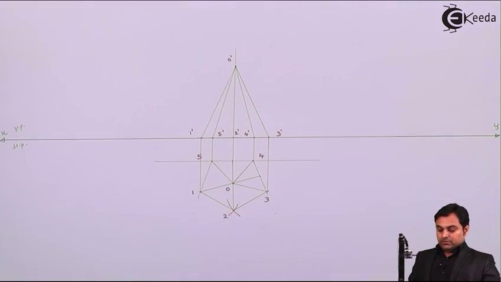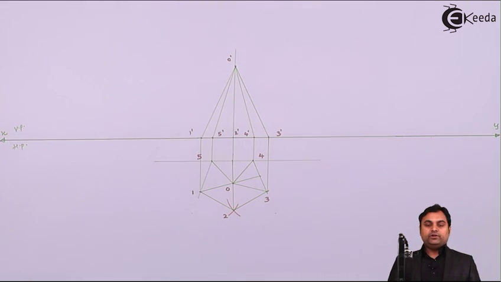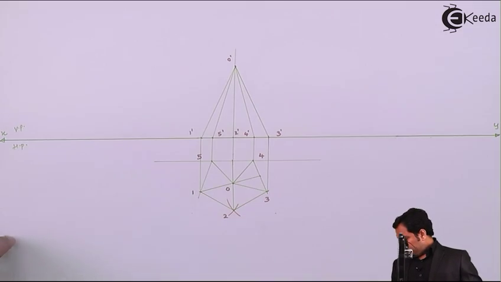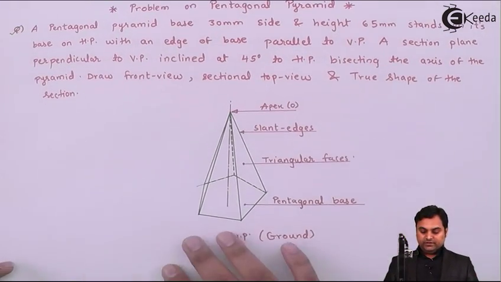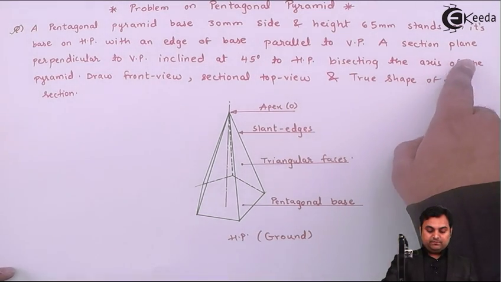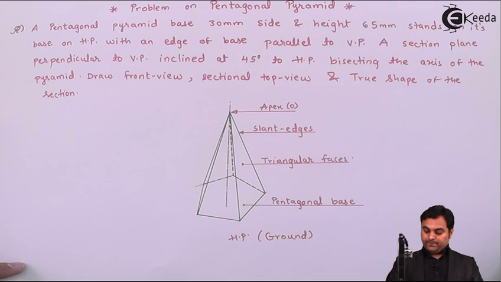Next, after getting the front view of this pentagonal pyramid, now I locate the cutting plane over it and then draw it dark, because without locating the cutting plane we cannot make this dark, because we don't know which part is to be retained and which is to be removed. So for that, here it is given that a section plane perpendicular to VP inclined at 45 degree to HP.